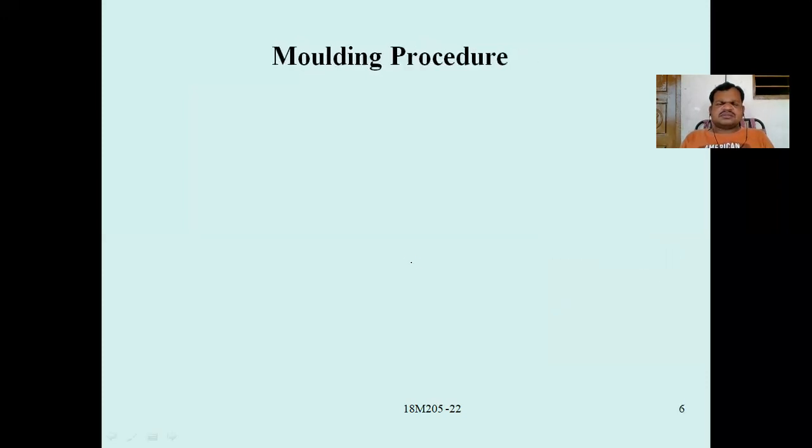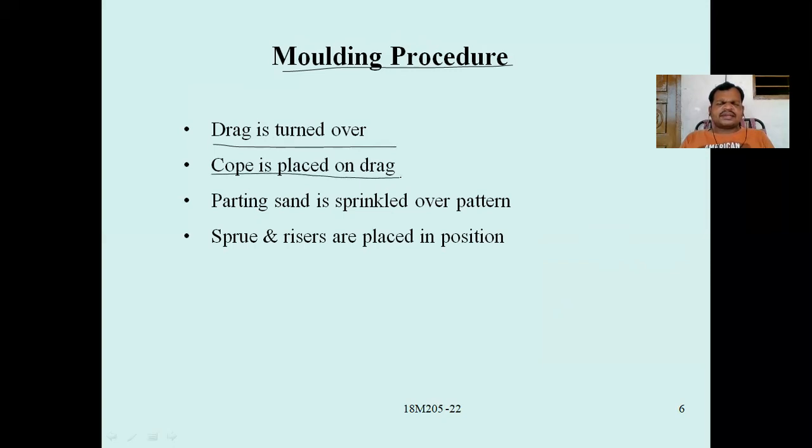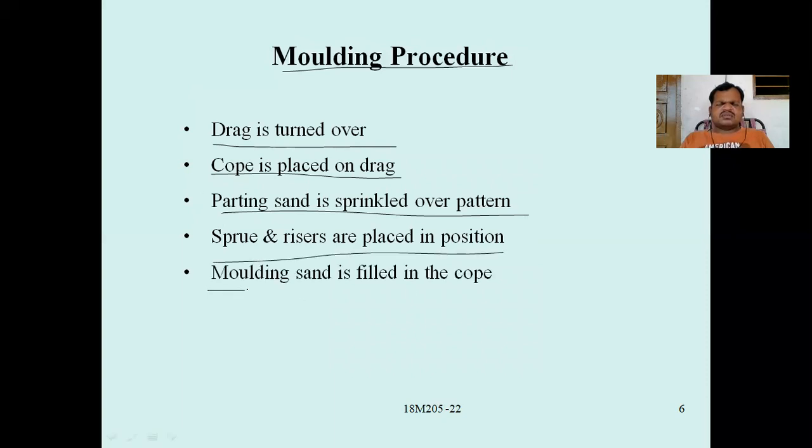Molding procedure. First, the drag is turned over. Cope is placed on the drag. Parting sand is sprinkled over the pattern. Sprue and riser are placed in position. Molding sand is filled in the cope.